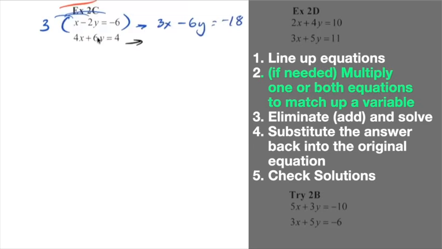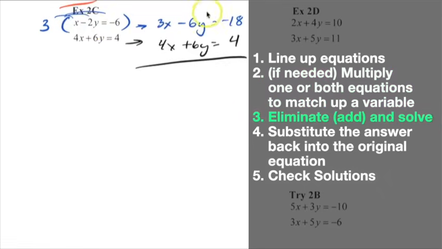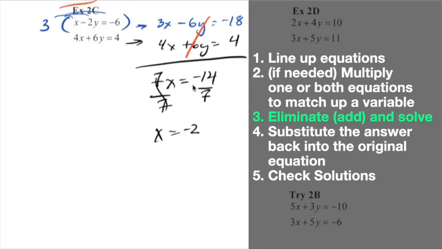Bottom we're going to leave alone. 4x plus 6y equals 4. Then we add these down, you see the y's would cancel out, and we get 7x equals -14. -18 plus 4 is -14. And then from here we just divide by 7. X equals -2. But remember, we're not done. We have to go back and find our y in this case.